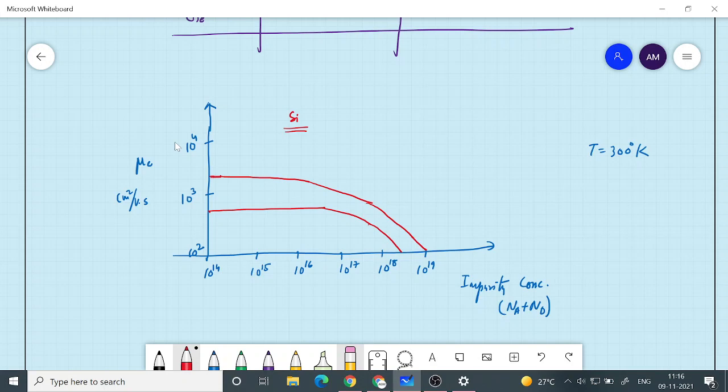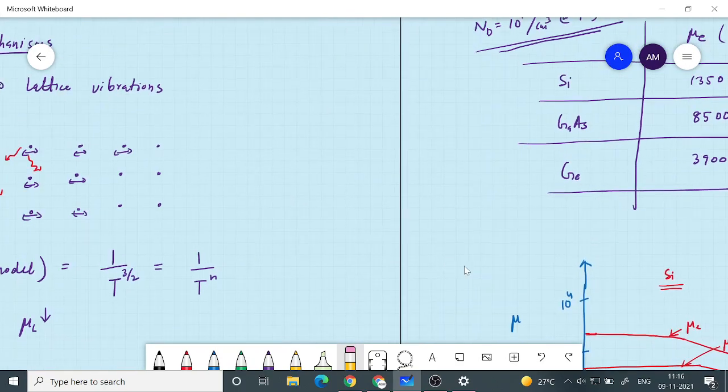Okay, so this is the mobility for electron, mu e, and this is mu h. Maybe I should correct here. It's not just mu e. One curve is for electron and the other is for holes. So this is how, as you dope further and further, what is the impurity scattering, that is the second mechanism. Okay, so I started with the first mechanism.